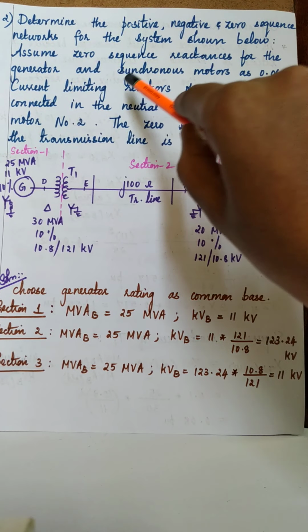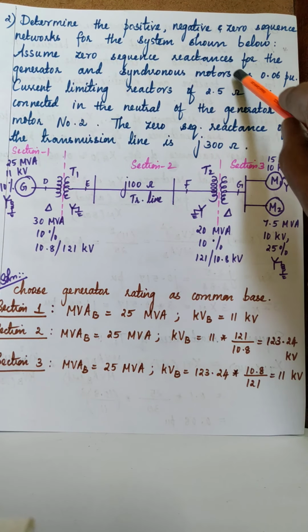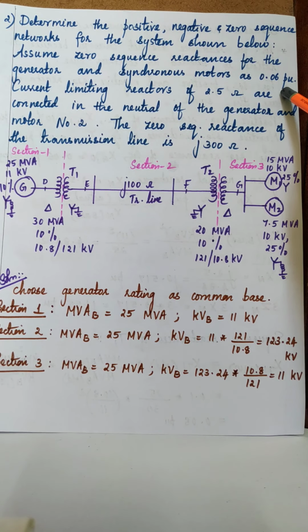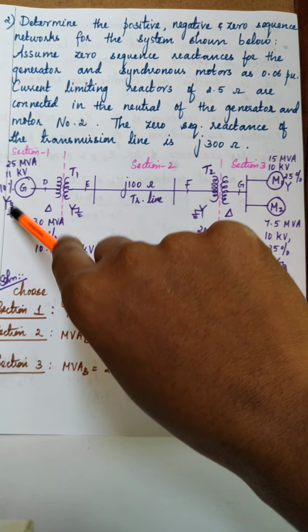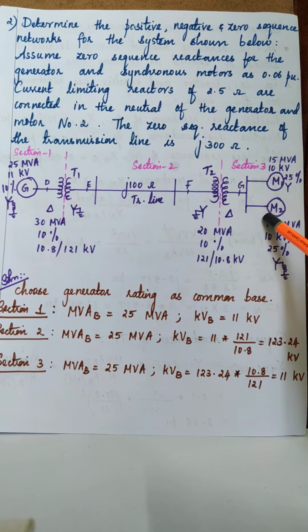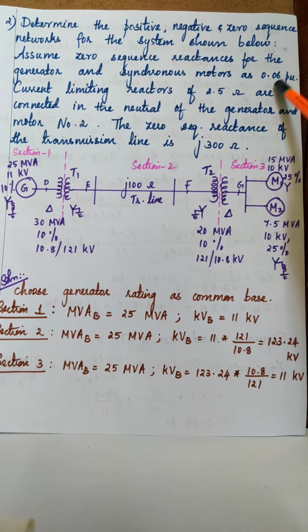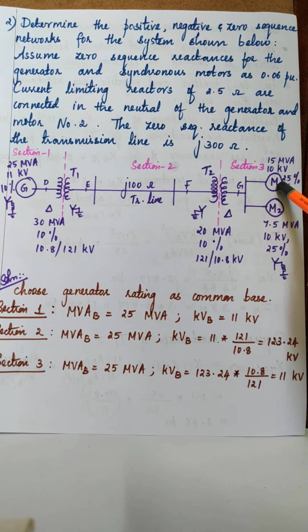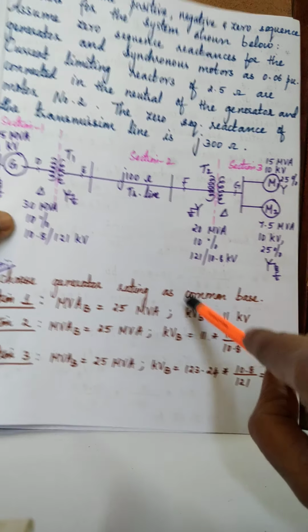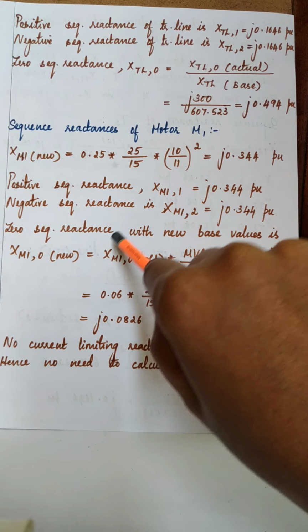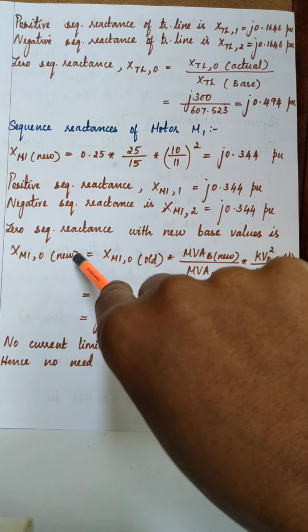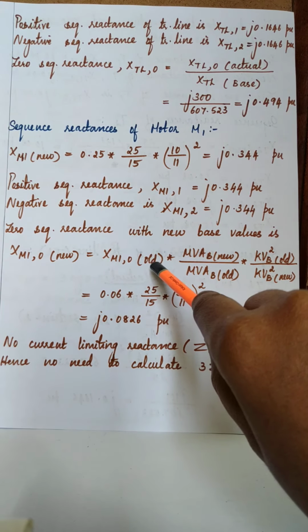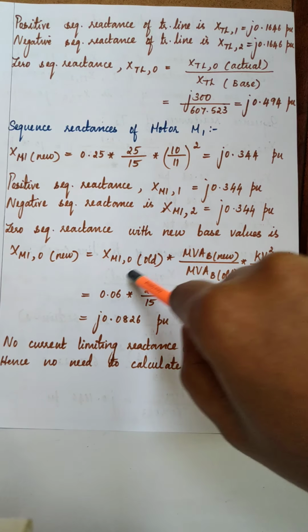But in this problem, they have separately given the zero sequence reactance for the synchronous motor as 0.06 per unit. This 0.06 per unit is with respect to the generator rating as the base value. Now we have to calculate the zero sequence per unit reactance of the motor with the new common base. So the zero sequence reactance with new base value is XM1,0 new, equal to XM1,0 old, times the usual formula.